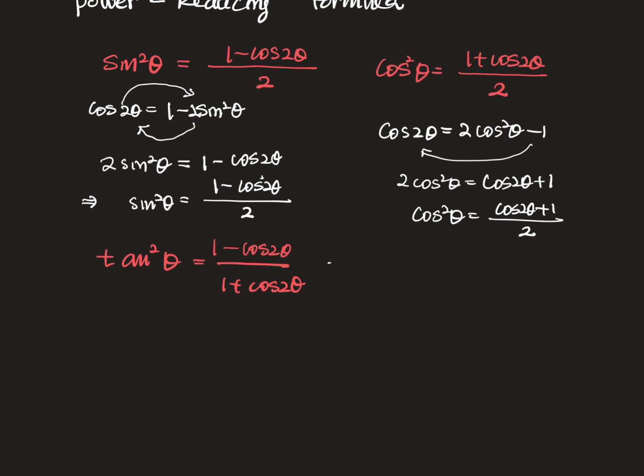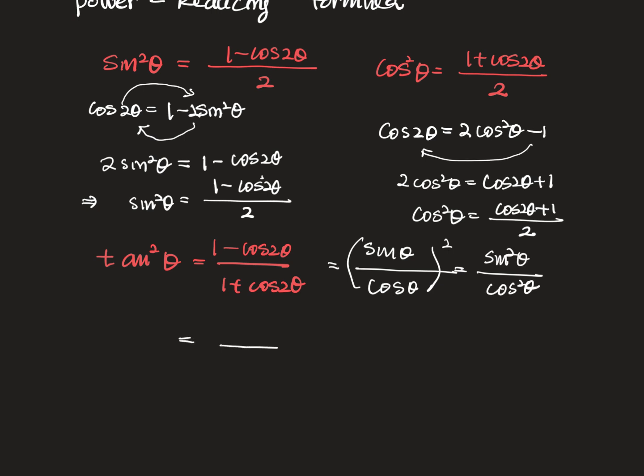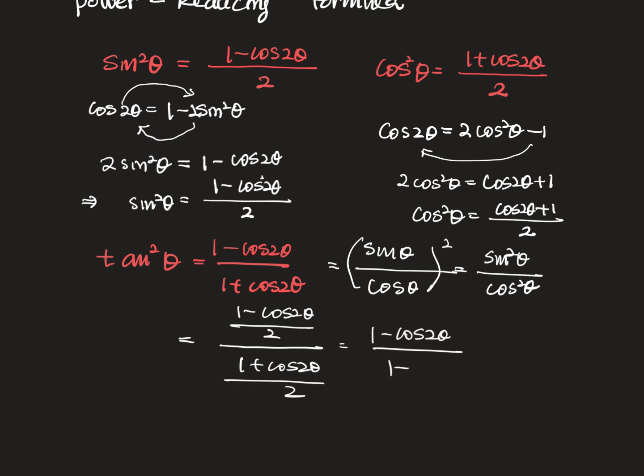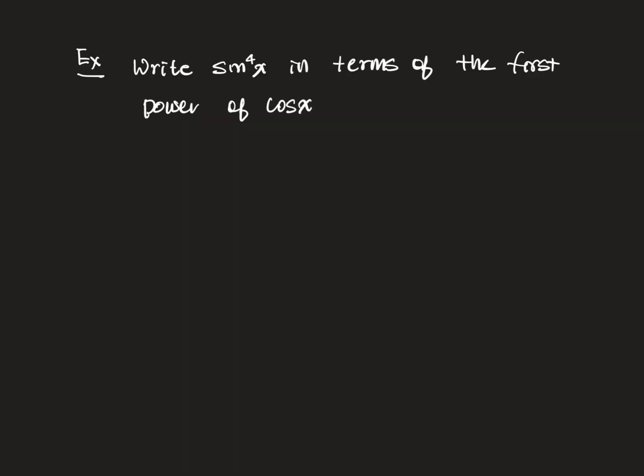Tangent squared theta comes from here, guys: sine theta over cosine theta, squared. So this one is sine squared theta over cosine squared theta. So this one we're going to say 1 minus cosine 2 theta over 2, over 1 plus cosine 2 theta over 2. That gives 1 minus cosine 2 theta over 1 plus cosine 2 theta. Okay, let's have one example using this power reducing formula.